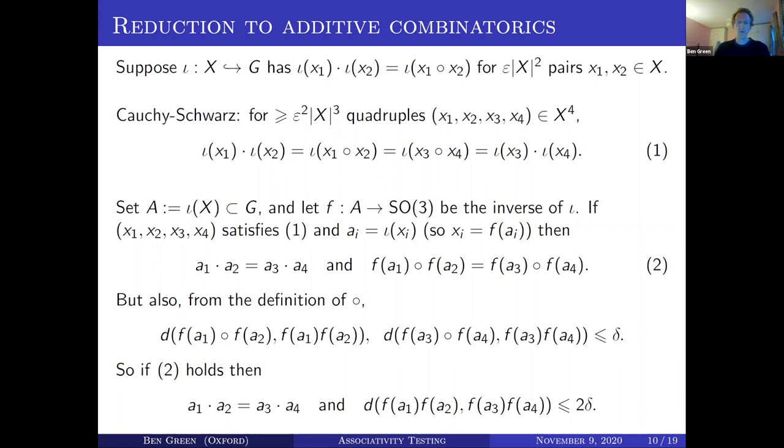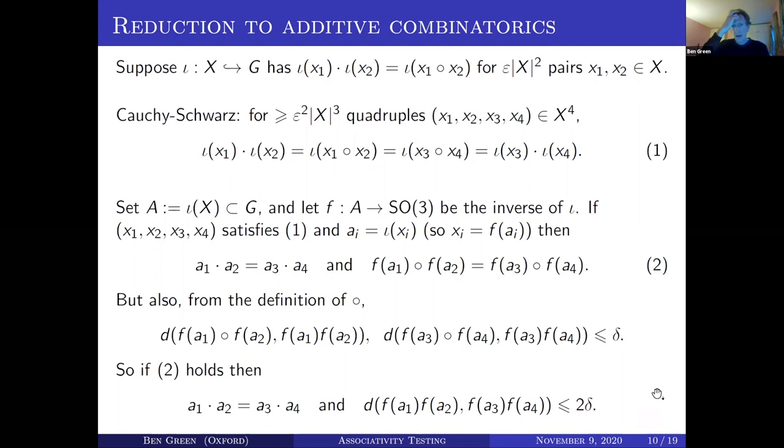And this happens for many quadruples A1, A2, A3, and A4. So what's been gained here? Well, the most important thing that's been gained is that we no longer see this weird rounding operation circle. So that does not appear in this last displayed equation here. And we've got some kind of an approximate homomorphism, which is the sort of thing that additive combinatorialists have methods for dealing with. Unfortunately, though, it's a somewhat unpleasant one.